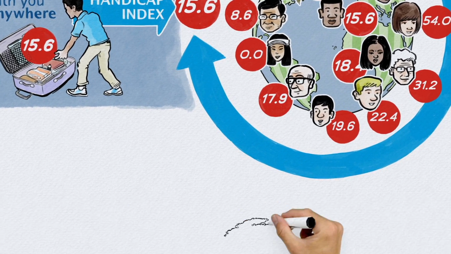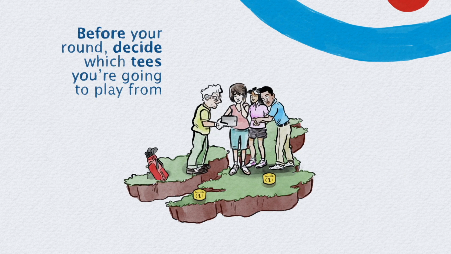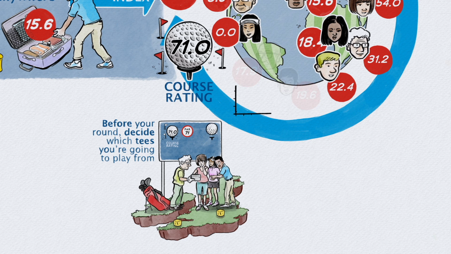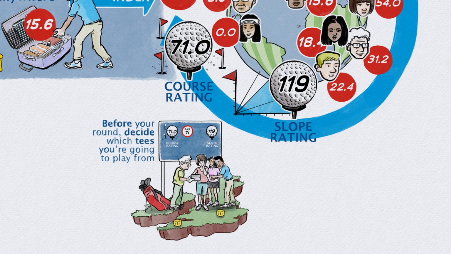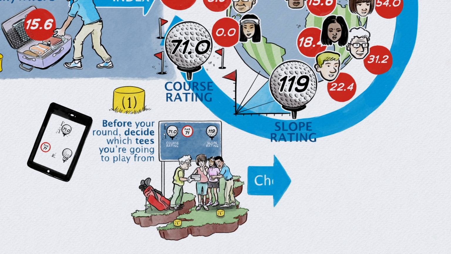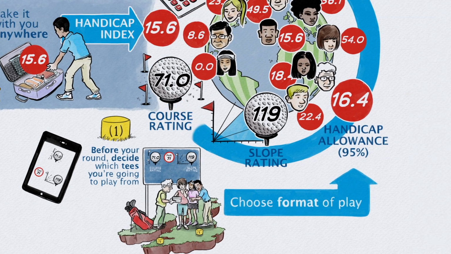Before your round, decide which tees you're going to play from, which can be different for each member of your group. Every set of tees will have a course and slope rating based on course difficulty. These will normally be available on a lookup chart near the first tee or through an app. Next, decide the format of play. This will determine the handicap allowance you will be given.